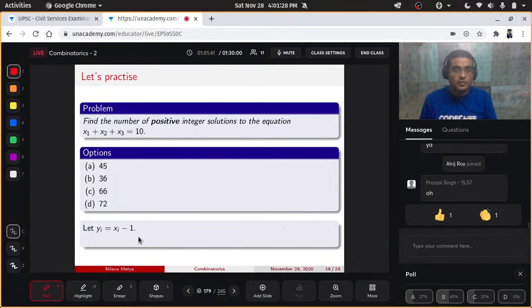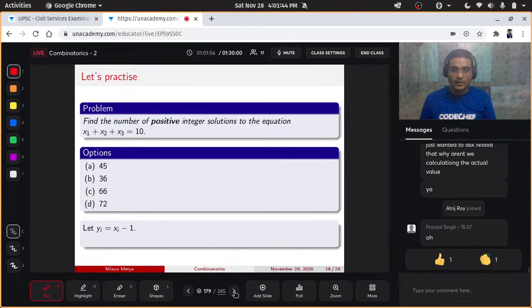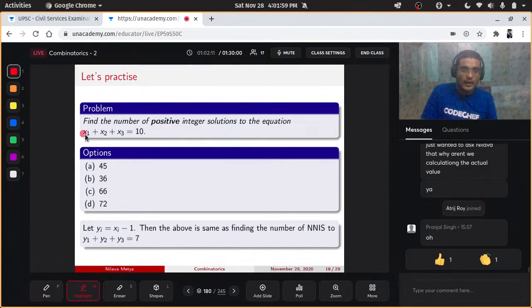Okay. So you fix yi, so y1 is x1 minus 1, y2 is x2 minus 1, y3 is x3 minus 1. So you need to find the number of non-negative integer solutions to the equation y1 plus y2 plus y3 equal to 7. Why 7? I am subtracting 3 from both sides. So 1 for x1, 1 for x2 and 1 for x3. I'm taking away 1 each. That gives 7. How many of them are there? We have already seen that it is 7 plus 3 minus 1 choose 3.